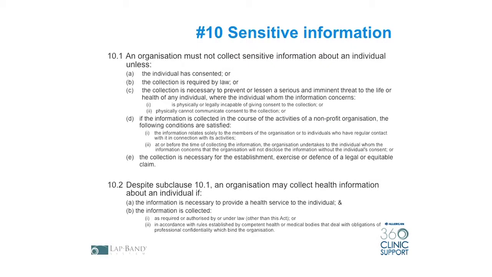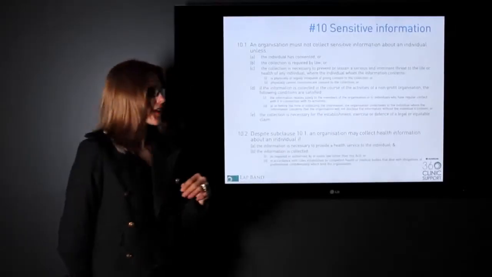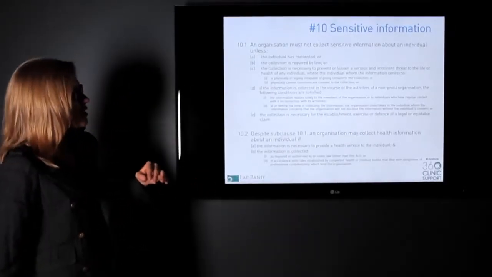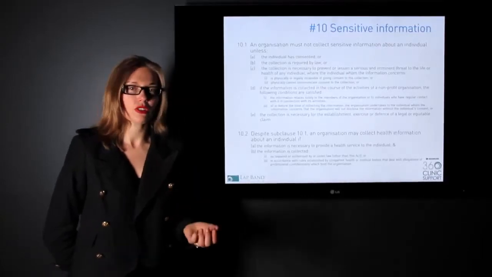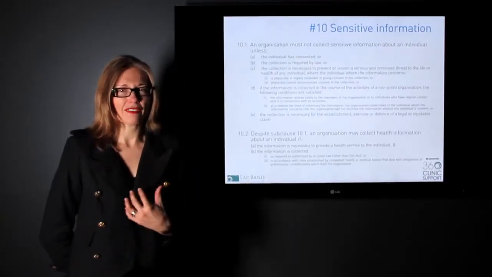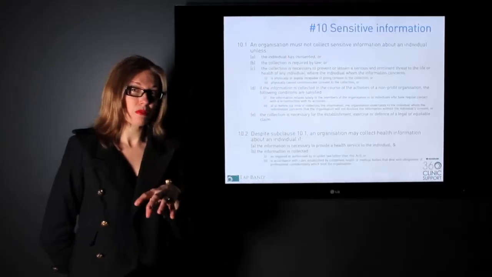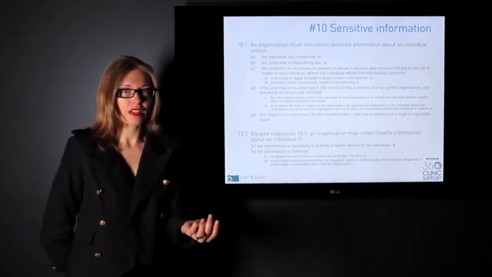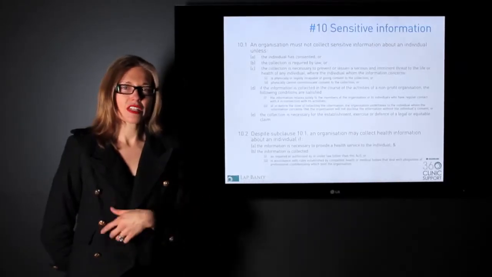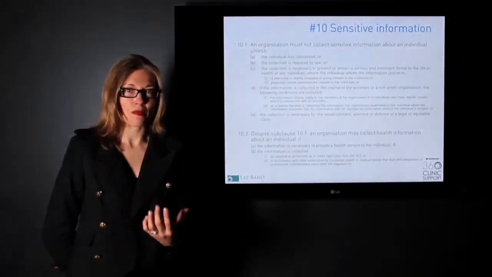Last one, number 10, sensitive information. So this one looks at the sensitive information that you are collecting and the rules and regulations around that. It looks at making sure that the individual has actually consented to giving you this information and for you to have it on record. And this is applicable to the health industry because most of the information that is collected is sensitive information, particularly when it is regarding someone's weight.